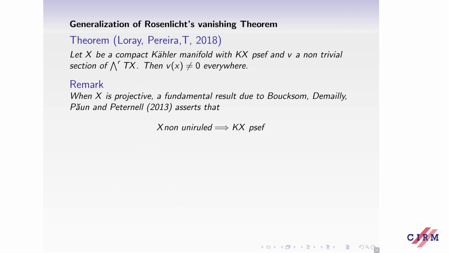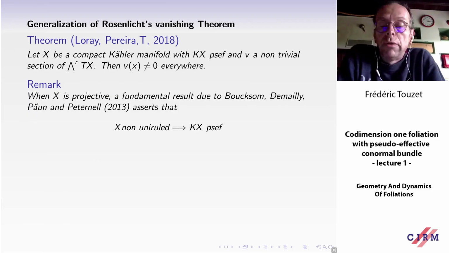It is worth mentioning that when X is projective, there is a very fundamental result of Boucksom, Demailly, Paun, and Peternell, which relates non-uniruledness of a projective manifold and the pseudo-effectivity of the canonical bundle, namely the fact that X is non-uniruled implies that the canonical bundle is pseudo-effective. In fact, this is an equivalence, but the converse direction is quite obvious.